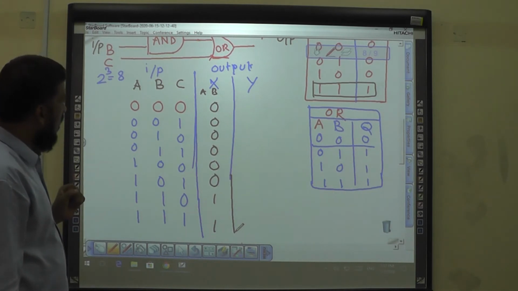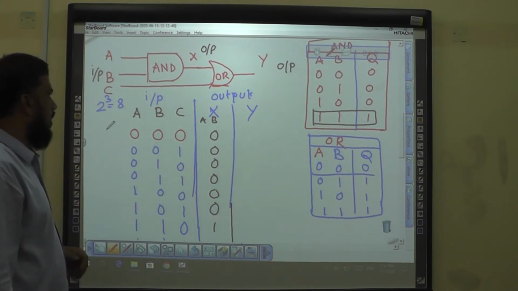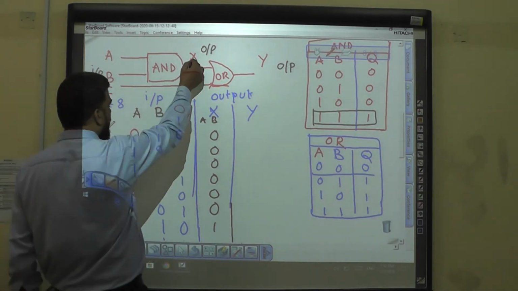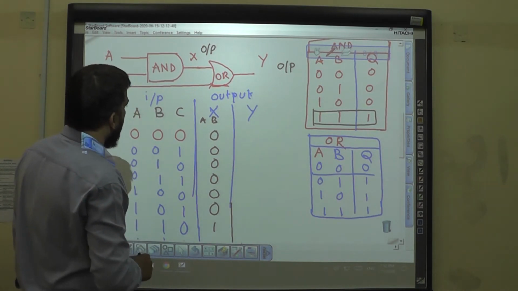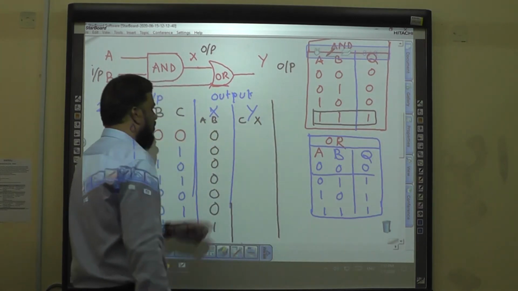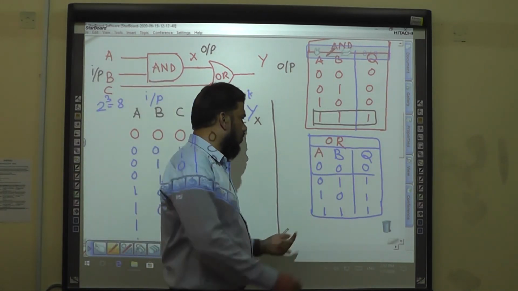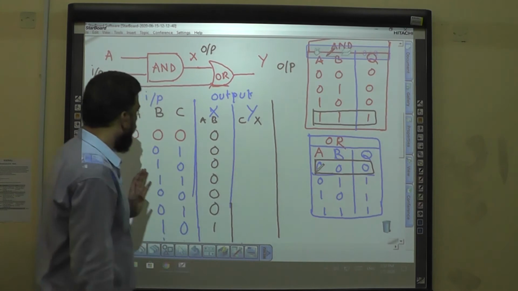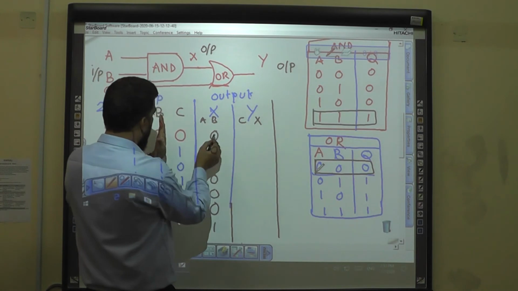Now, what about Y? Y is the output of the OR gate, which has the 2 inputs X and C. So we have to see the combinations of C and X. As we know, in an OR gate, if any one of the inputs is high, the output is high. So you have to check only this part, C and X.